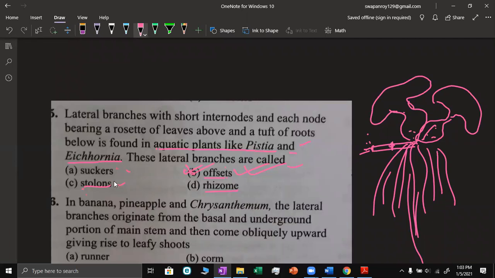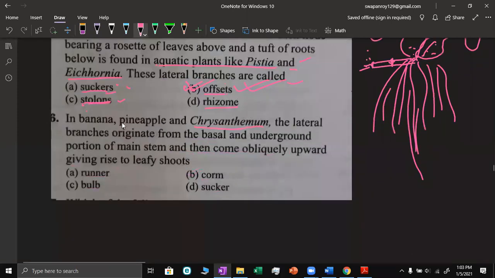Stolon is found in colocasia. This also grows, runs, and sucker is the one which is found in the case of chrysanthemum. Next question, you can see the sucker in banana, pineapple, and chrysanthemum.